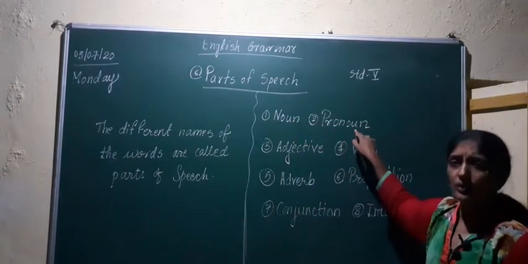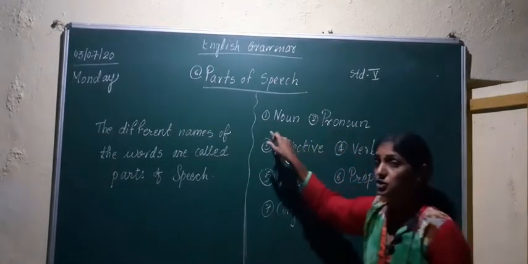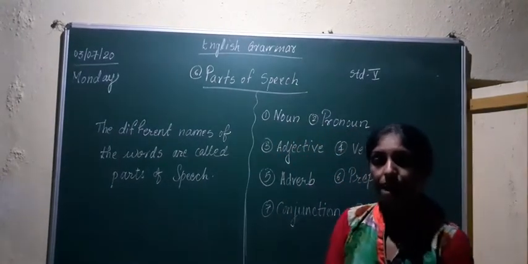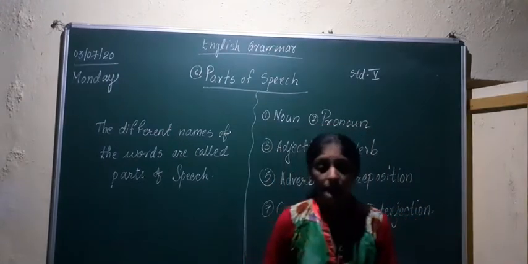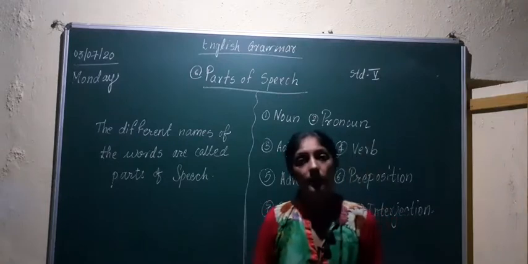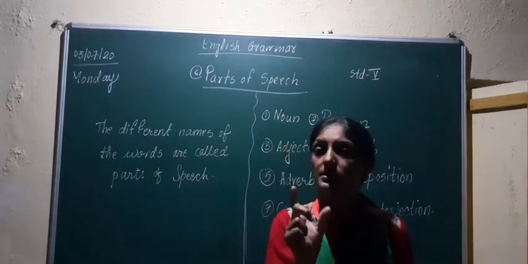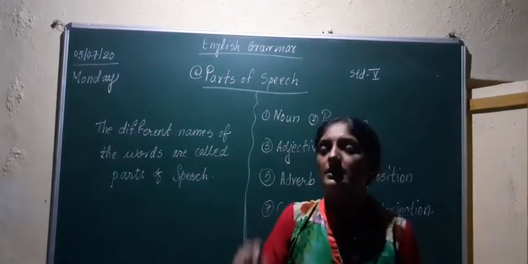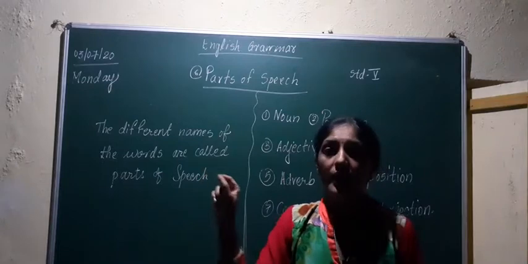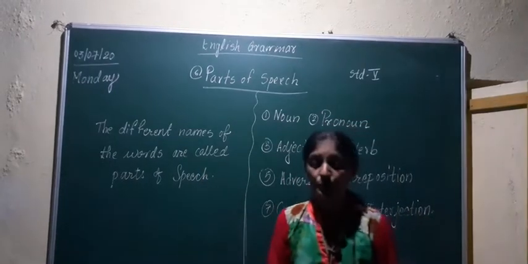Now pronoun is what? Pronouns are words which are used instead of noun. For example, if I will say Aditya is a good boy, Aditya is a name of a person, so it is a noun. Now instead of Aditya, if I will say he is a good boy, he is a pronoun.